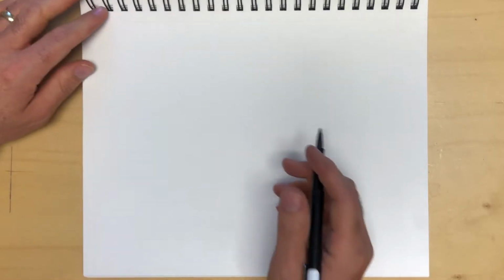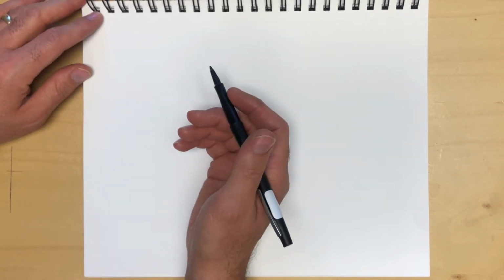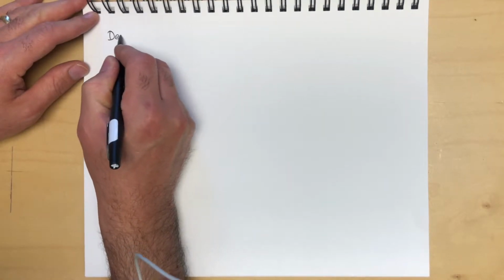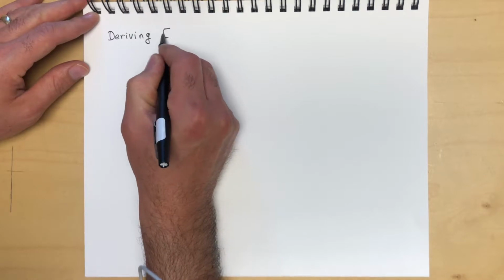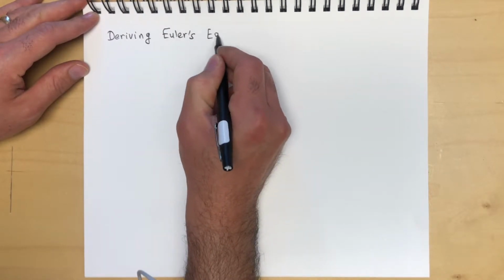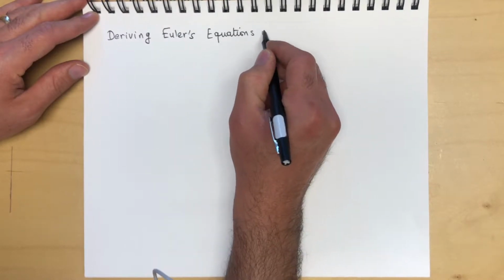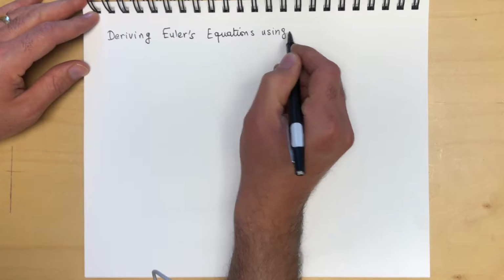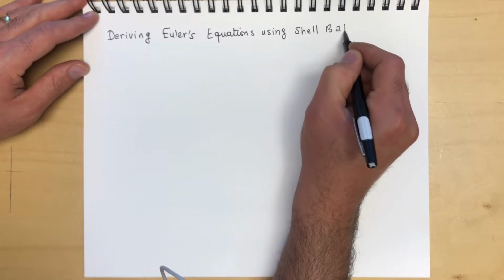So what I will do here is derive the equations of motion, or specifically the inviscid flow equations, the Euler equations, using a shell balance. So deriving Euler's equations using shell balance.